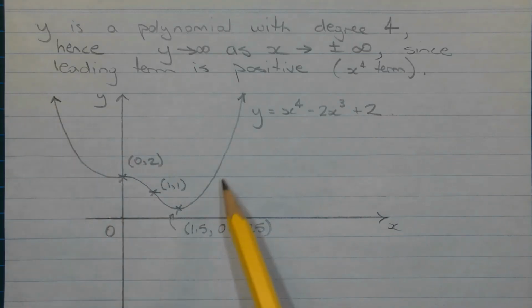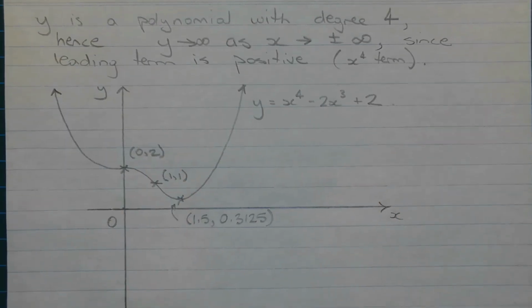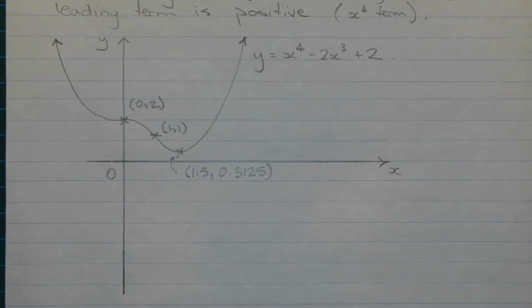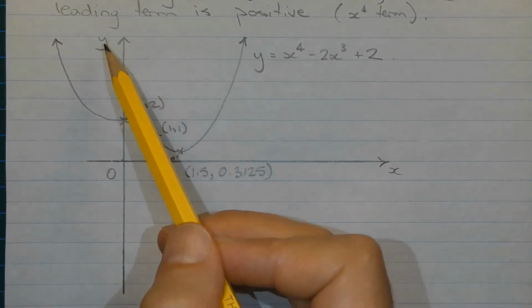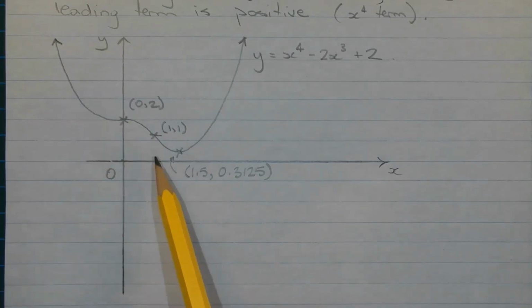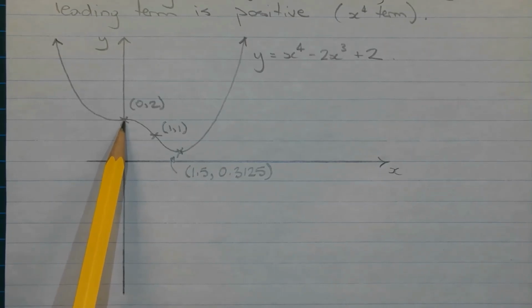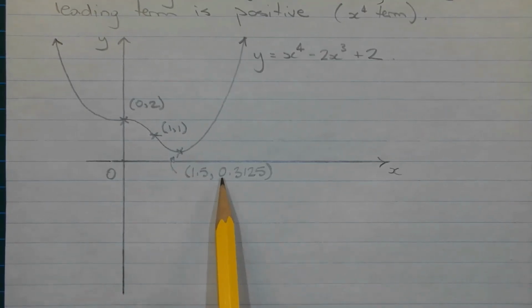So here is a sketch of the curve y equals x to the power of 4 minus 2x cubed plus 2. Draw the axes with a ruler. Try and make sure that the y-axis and the x-axis are perpendicular to each other. Clearly mark the origin, the x-axis and the y-axis, and I've marked in the 3 points that we found. So we have our horizontal point of inflection here at (0, 2), which is also the y-intercept. We have the other point of inflection at (1, 1), and we have the local minimum point at (1.5, 0.3125), or (3 over 2, 0.3125).